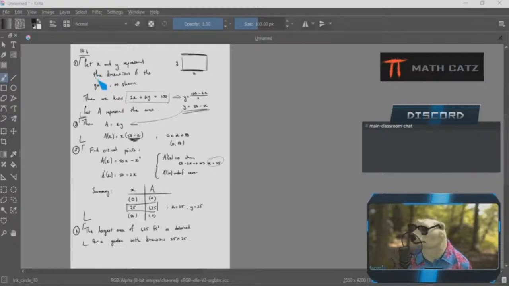Define your variables. Set up an equation or a function, depending on the situation. In this case, it's a function. Then solve what you need to solve. In this case, we're looking for the largest area. Where that occurs is going to be a critical point. Considering the endpoints, make our table, pick the best one. So it's quite straightforward. And then just wrap things up with a concluding sentence.